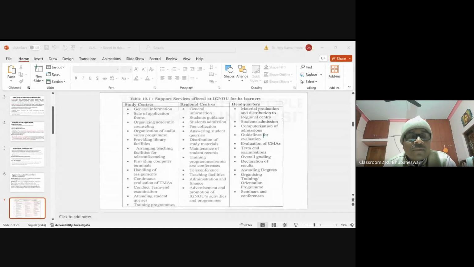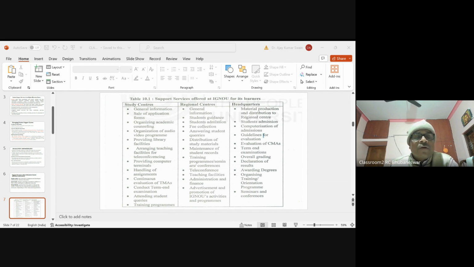Training program, seminar, conference, teleconference, teaching facilities, administration and finance, advertisement and promotion of IGNOU activities and programs. So these are the different activities which are to be organized by the regional centers. Next, study centers. Under a regional center, a number of study centers are functioning.